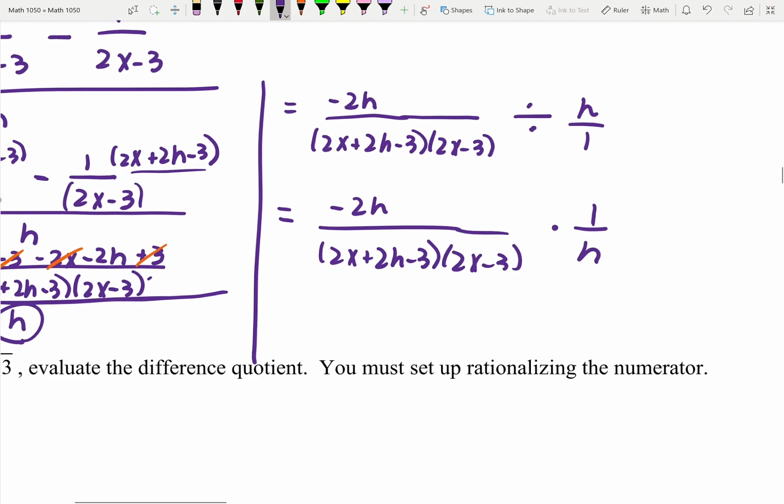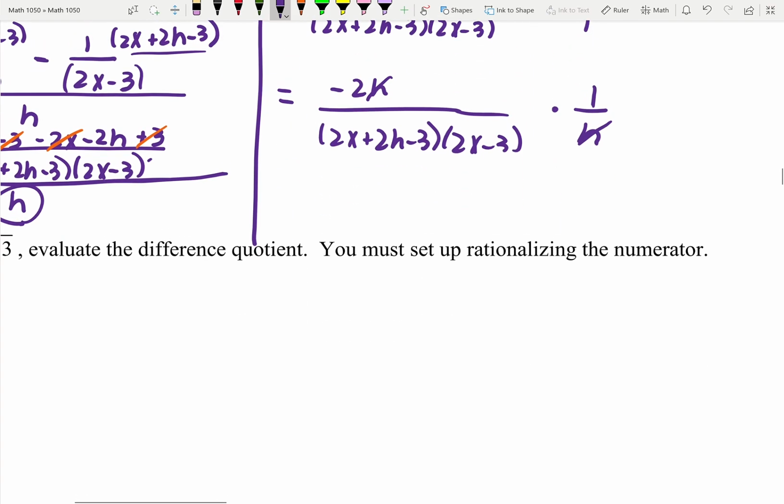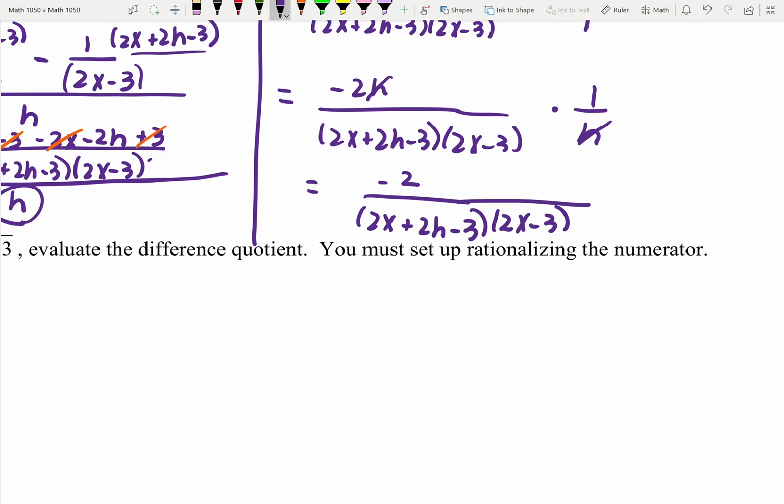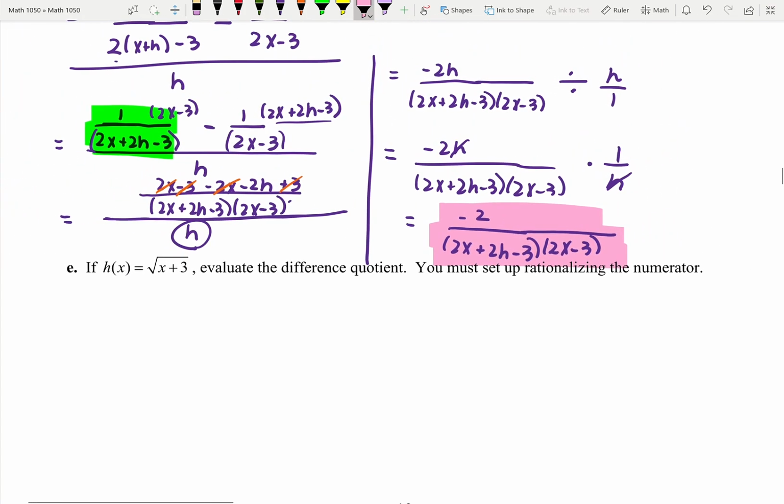Okay, now this h here is free and this h here is free, so those can cancel. And I'm going to write it as negative 2 over 2x plus 2h minus 3 times 2x minus 3. Now, I am not going to make you multiply that out. I really do not think Weber would make you multiply that out. So if it's super ugly like that, just leave it. If it's a midterm and it's ugly and it says simplify, you probably better multiply them together, but we won't right now. Okay? All right, question E.